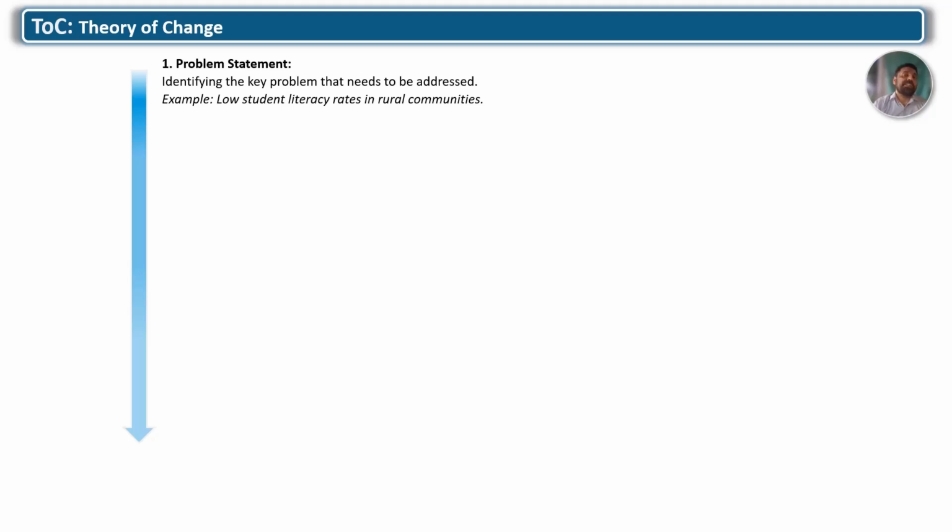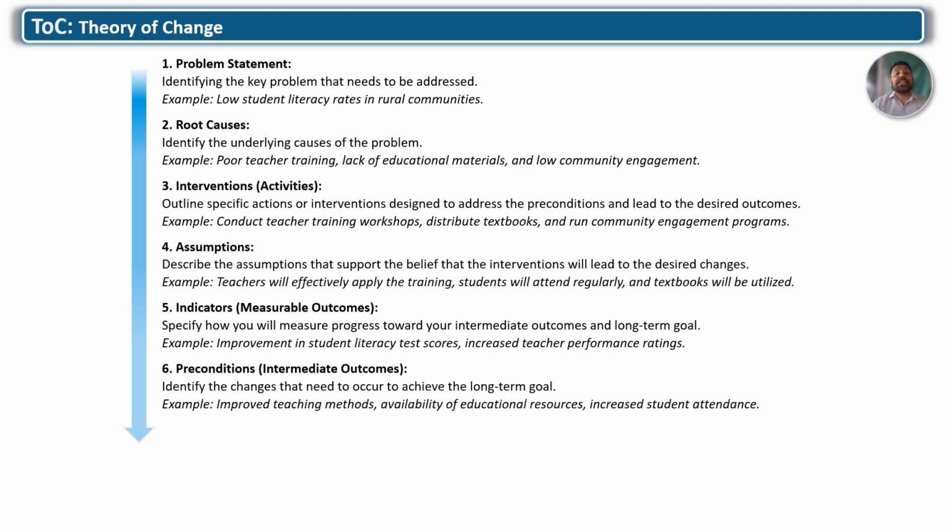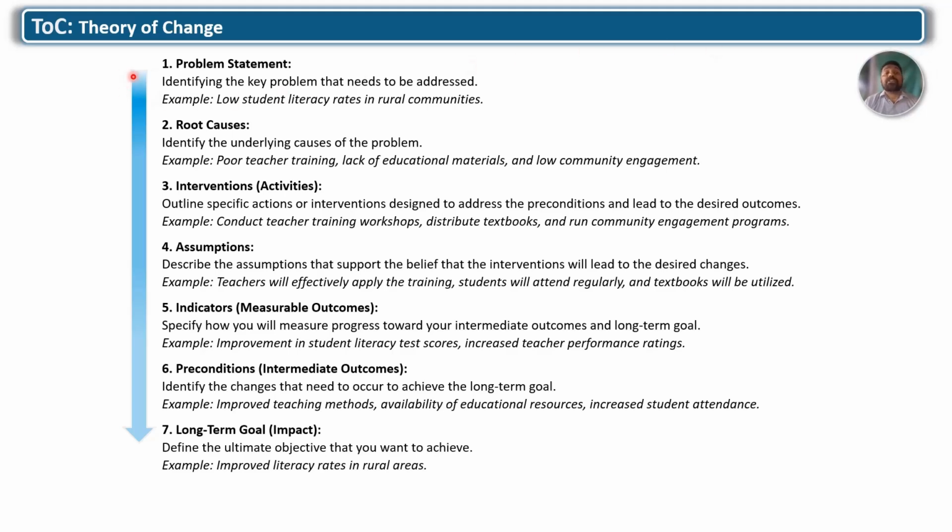It starts from problem, then root cause, interventions, indicators for measurable outcome, and then intermediate outcome and long-term goal, impact. First, you identify a problem, you analyze the root causes, develop interventions to address the issues and the root causes, indicators and outcomes, and long-term goal or impact.